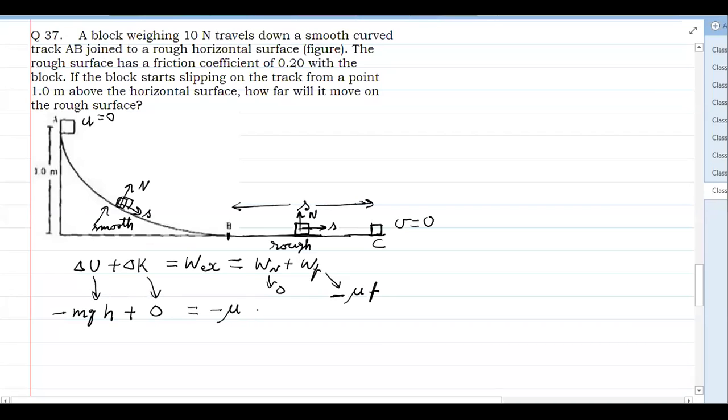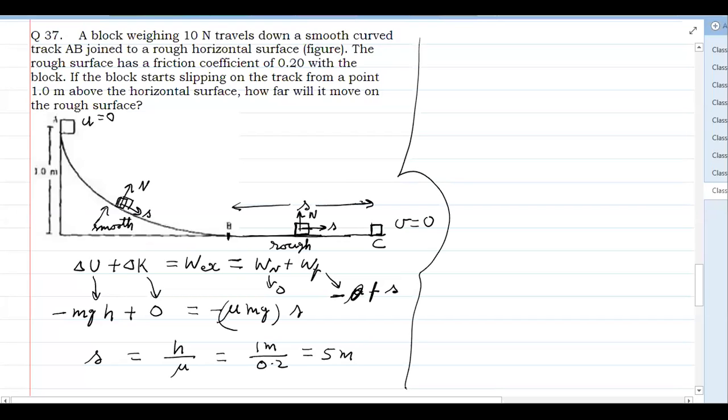The work by friction is displacement times friction, and the friction value is mu mg, so it is mu mg into S. Minus minus cancels, g cancels, m also cancels, so S equals h by mu. H is 1 meter and mu is given as 0.2, so we get 5 meters. This will be the displacement of the object before it stops.